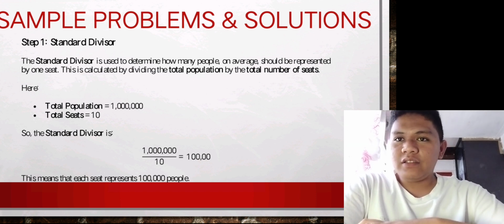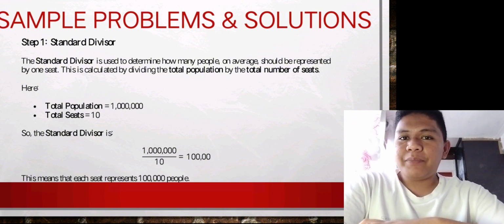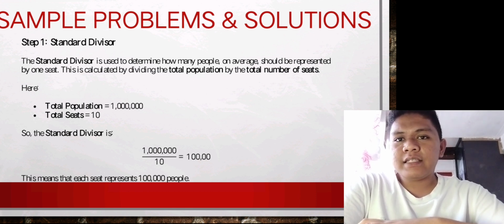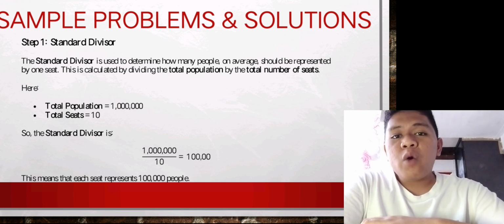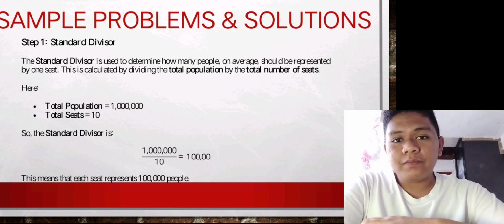Now for the solution, again, we have a total population of 1 million and a total of 10 seats. So the standard divisor is 1 million divided by 10, which equals 100,000. This means that each seat represents 100,000 people.